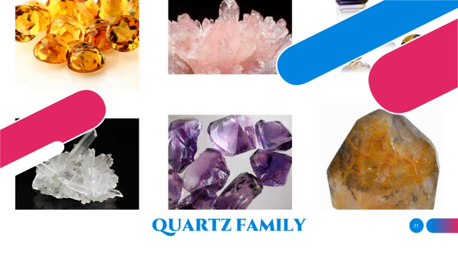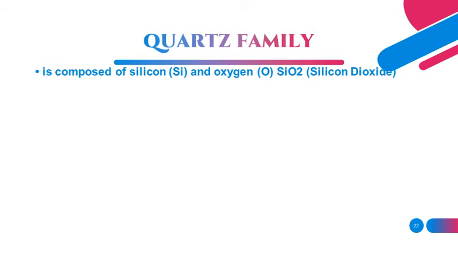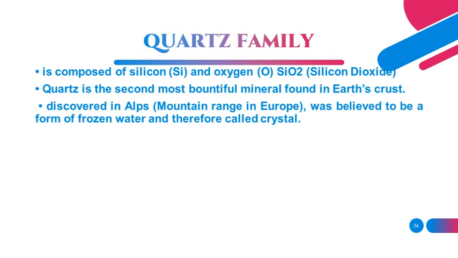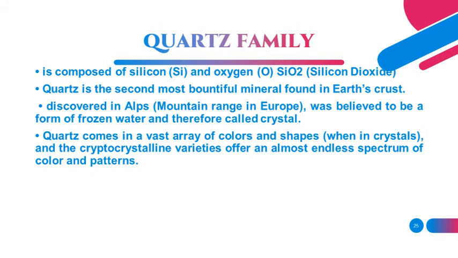And so the last topic of my report would be the quartz family. The quartz family is composed of silicon and oxygen, and when combined, it is called silicon dioxide. Quartz is the second most abundant mineral found in Earth's crust. It was discovered in the Alps mountain range in Europe, and was believed to be a form of frozen water and therefore called crystals. Quartz comes in a vast array of colors and shapes, and the crystals and the cryptocrystalline varieties offer an almost endless spectrum of color and patterns.